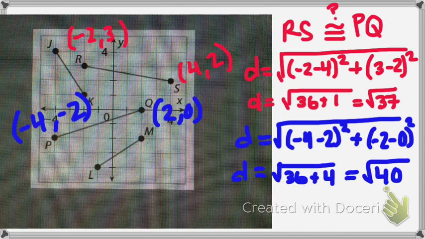Okay, now when I compare the two lengths, one is the square root of 37 and one is the square root of 40. So my final answer would be no. They are not the same length.